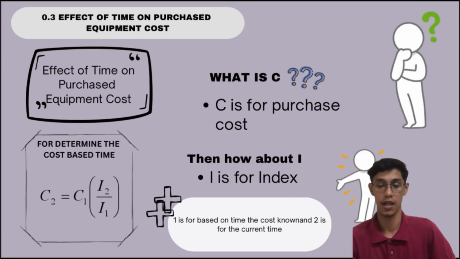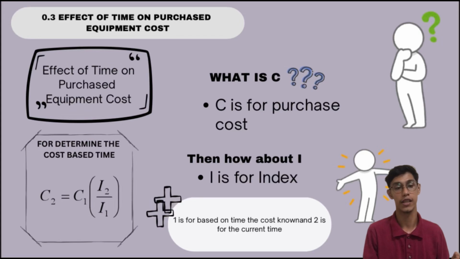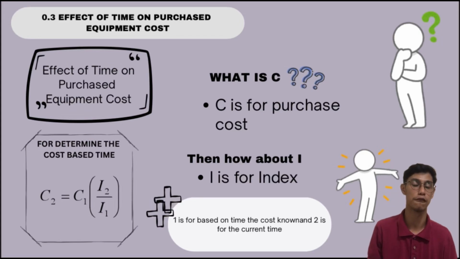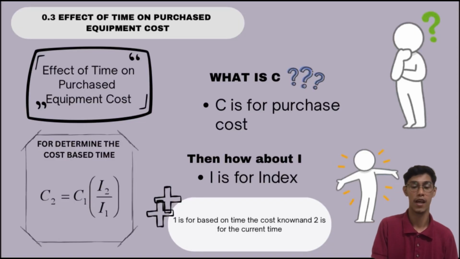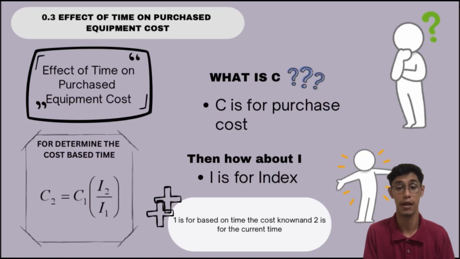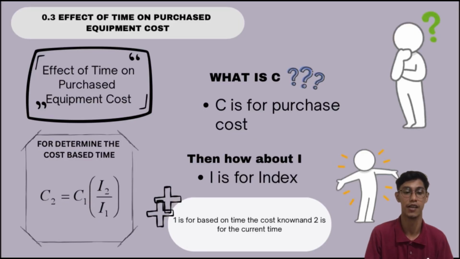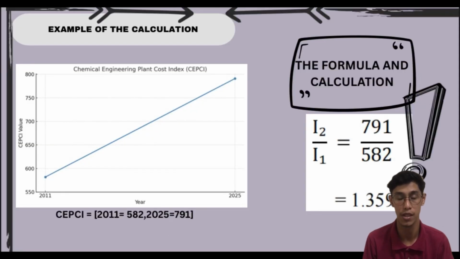Next for part 3, I will show you the formula. This formula is for the effect of time on purchase equipment cost. The formula is C2 equals C1 multiplied by I2 divided by I1. C is the purchase cost and I is the index. 1 is based on the time the cost is known, and 2 is for the current time. For example, 1 is for the old cost and 2 is for the latest cost.